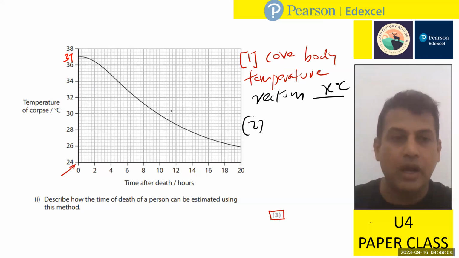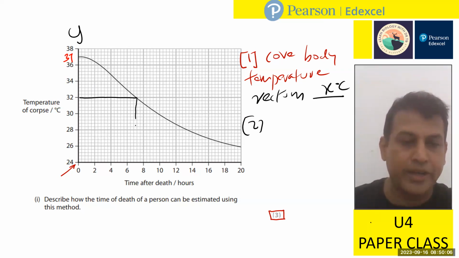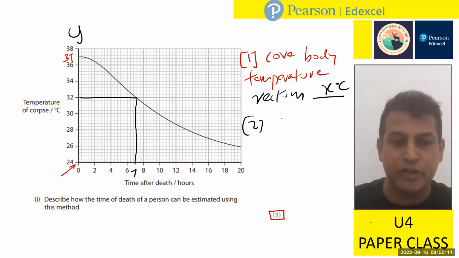After that, that temperature should be matched on the y-axis. Let's say it is 32. And from the x-axis, you can get the time, let's say 7 hours here. Then you can say from the graph: find the core body temperature on the y-axis, draw a line to the curve, and extend it to the x-axis and find the time after death.